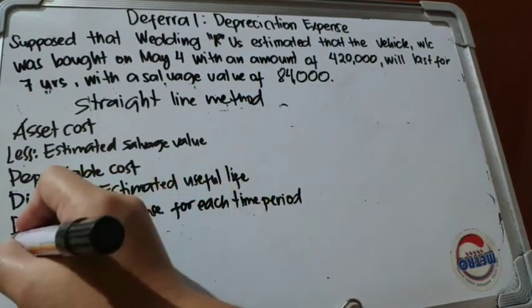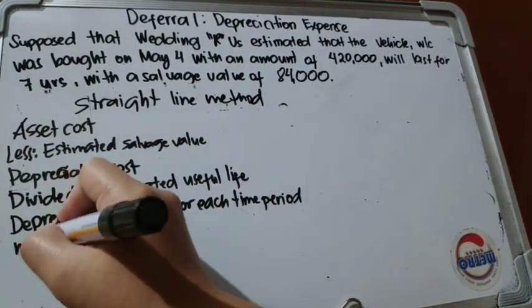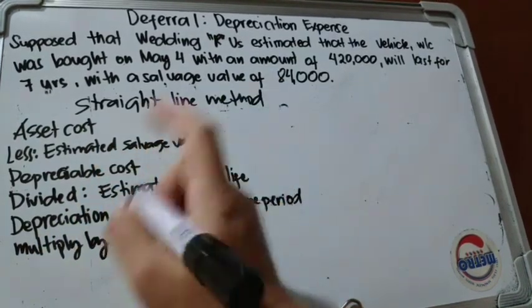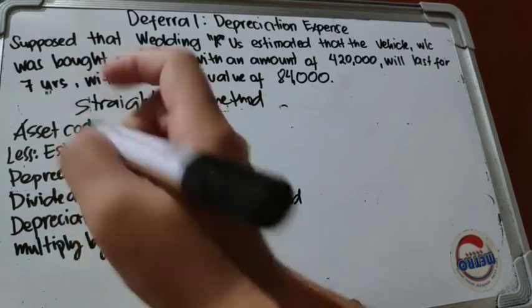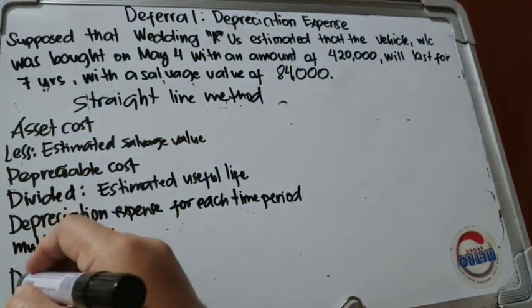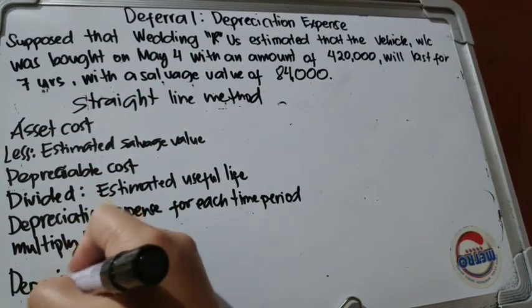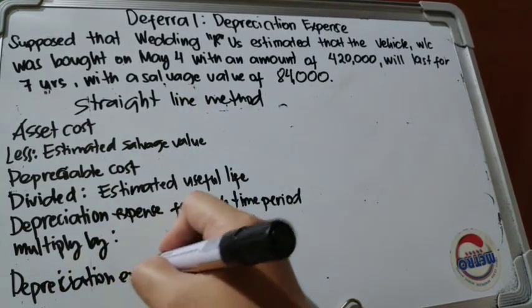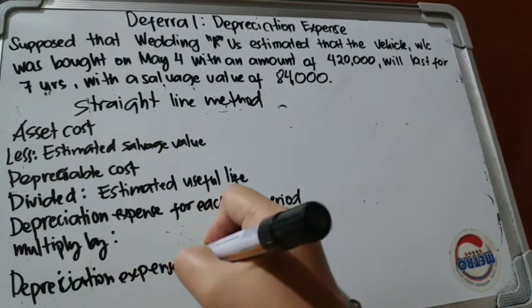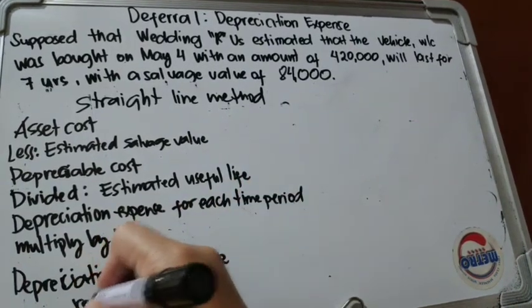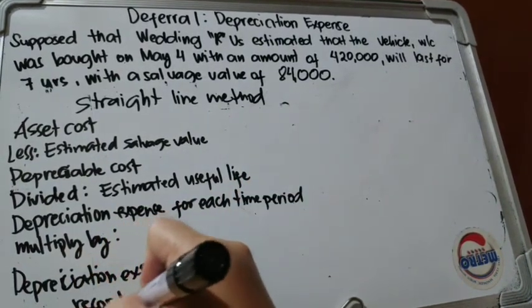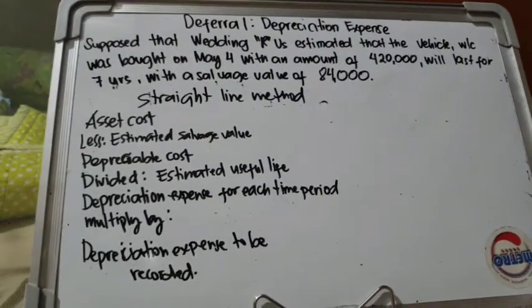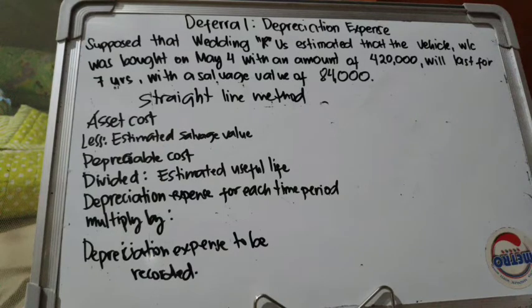Okay, and then multiply by kung magkano yung amount. Okay, and then this will be the depreciation expense to be recorded. Umuulan na naman. Okay. So, this is the straight line method.